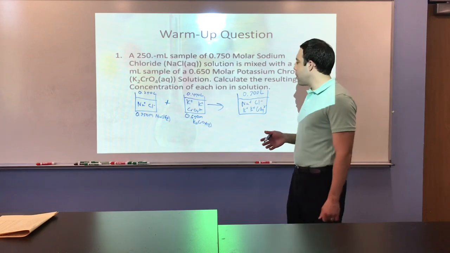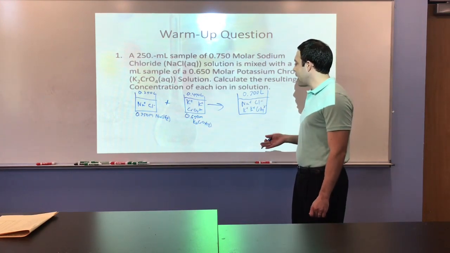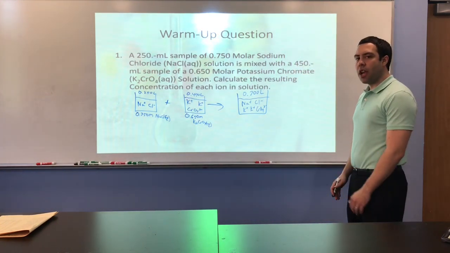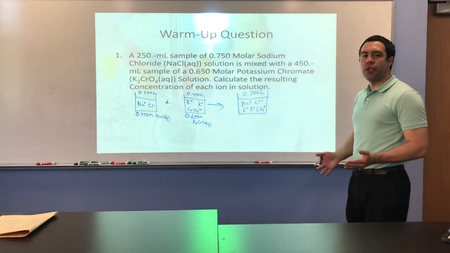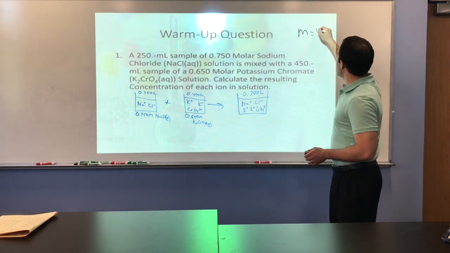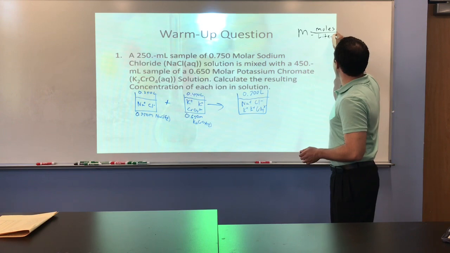Now it is my job to figure out what the concentration of each ion will be in solution. So next, I must find the number of moles of each substance in the solution. To do that, I need my molarity formula. Molarity equals moles over liters.